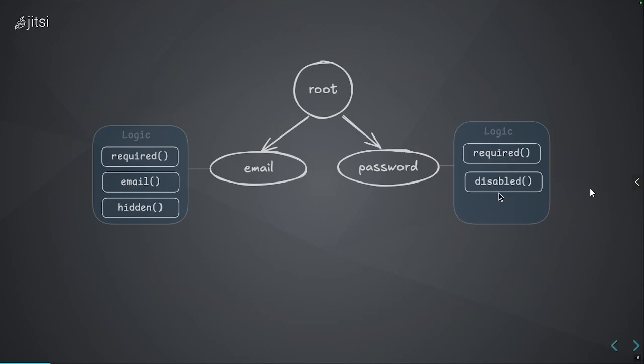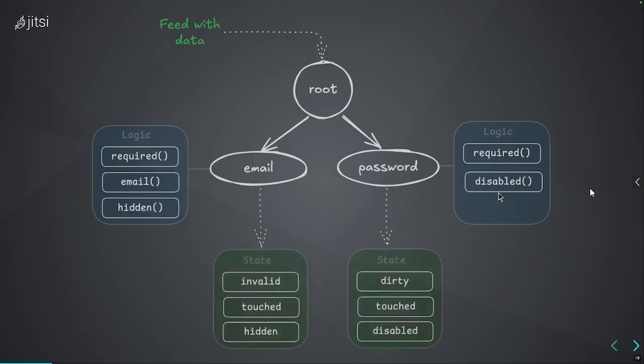How about now if I feed this one with some data? The expectation here is that at the time that we are feeding something with data, we expect to have an output. And the output in our case will be the state of every individual form field. And in this case, the email could be invalid, could be touched, could be hidden, and the password could be dirty, touched, disabled.